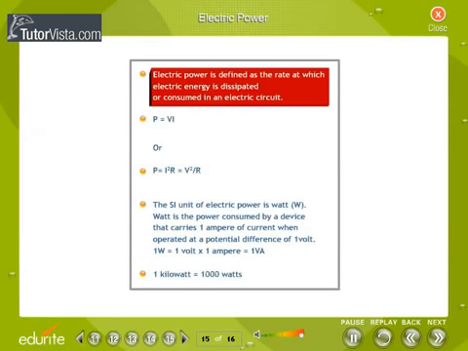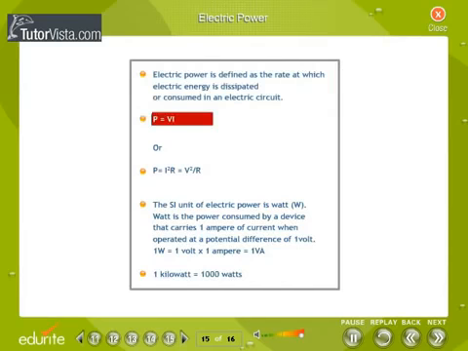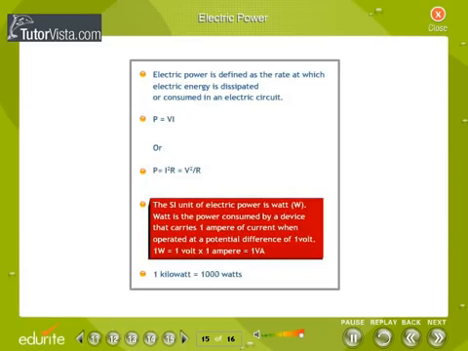Electric power. Electric power is defined as the rate at which electric energy is dissipated or consumed in an electric circuit. The power P is given by the equation P is equal to VI, or P is equal to I squared R is equal to V squared by R. The SI unit of electric power is watt, W. Watt is the power consumed by a device that carries 1 ampere of current when operated at a potential difference of 1 volt. 1 watt is equal to 1 volt into 1 ampere is equal to 1 VA.